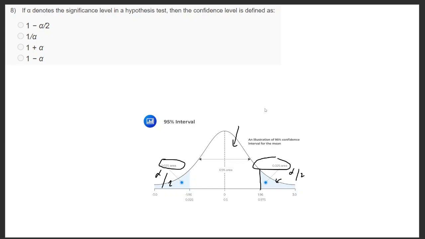So how to find it? Simple. It's 1 minus alpha that will give you this region. So the answer is 1 minus alpha. Confidence level is 1 minus alpha.